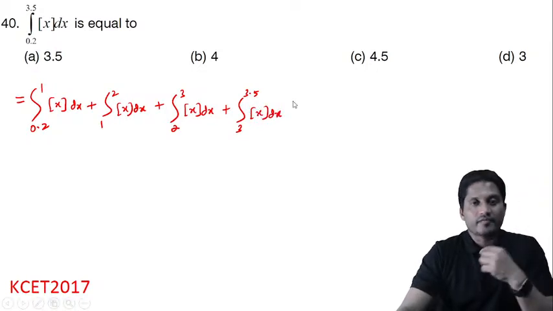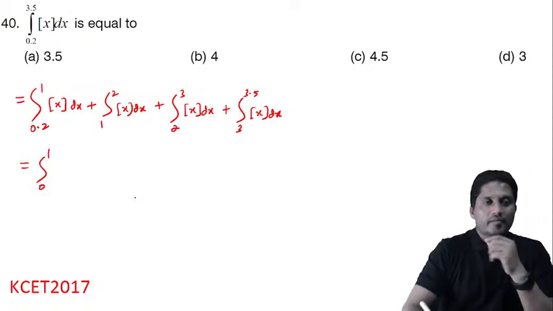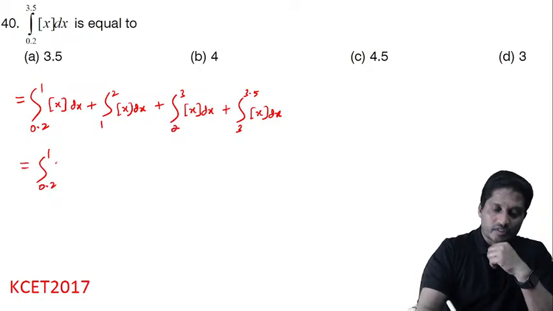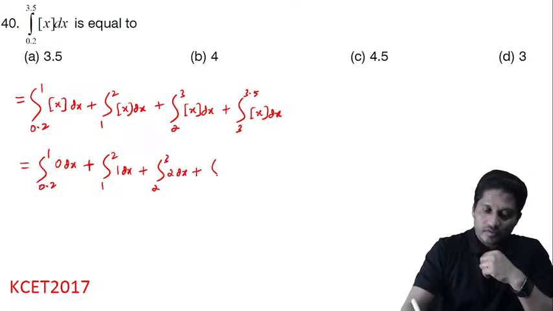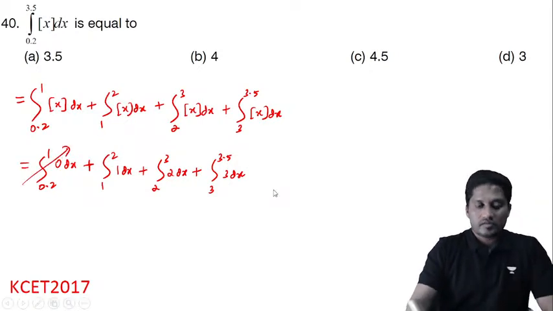Right, now let me check the values of box x in this integral. Between 0.2 and 1, box x is 0. Between 1 and 2, box x is 1. Between 2 and 3, box x is 2. Between 3 and 3.5, box x is 3. Anyways, this is 0. Integration of 0 is 0.